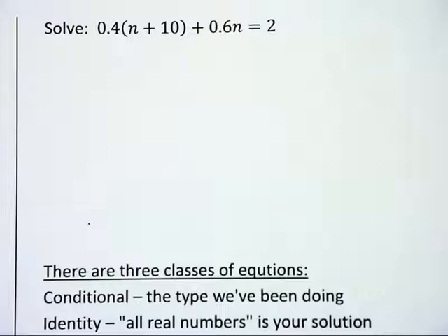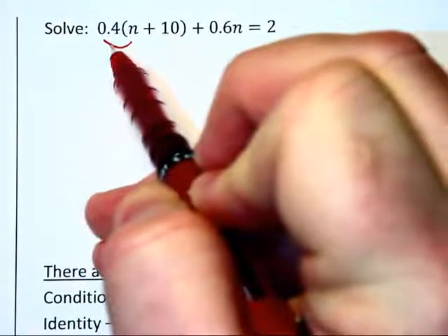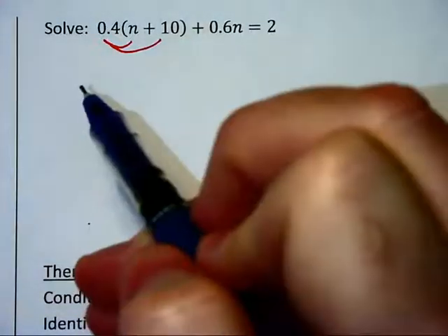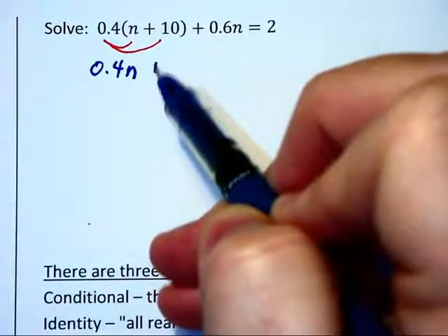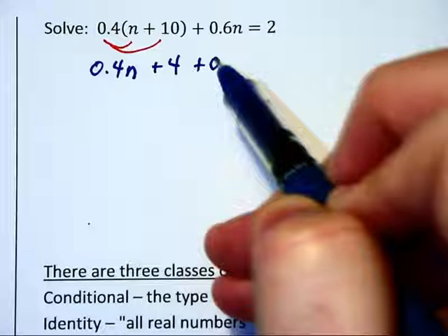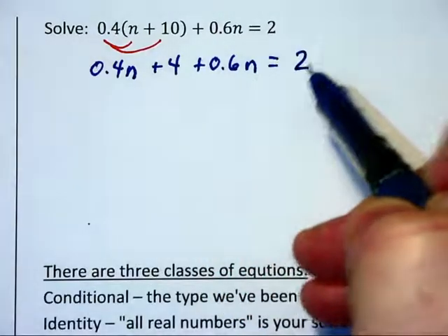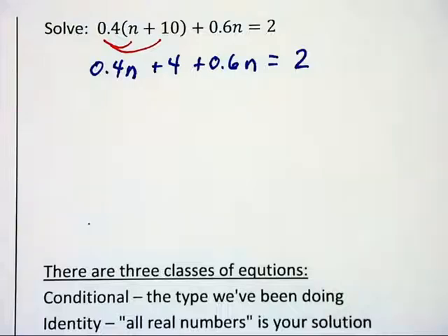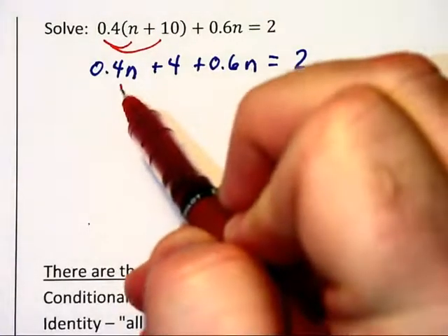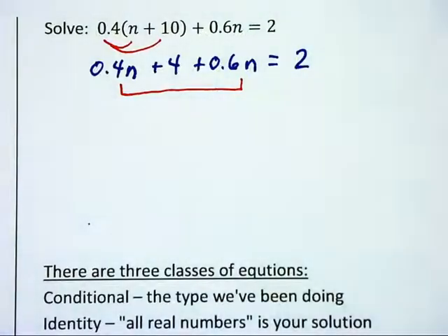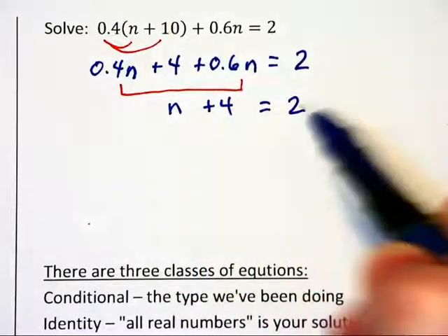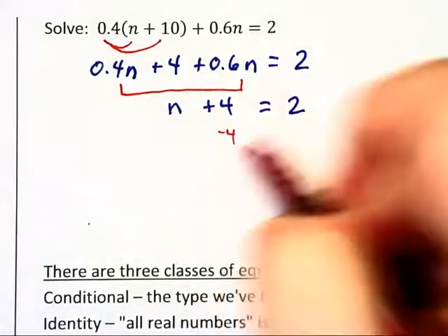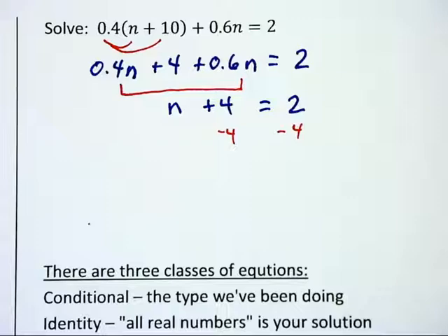Okay, in this next problem, I see parentheses and the need to do some distribution. So here we go. 0.4 times n is 0.4n, and 4/10 times 10 is plus 4. And then bring down the 0.6n equals 2. Now, normally I would clear the decimals by multiplying through by 10, but in this case I can combine like terms, and 0.4 and 0.6 add together to be 1, and I have 1n, or just n plus 4 is equal to 2, and subtracting 4 on each side, we get a solution of negative 2.